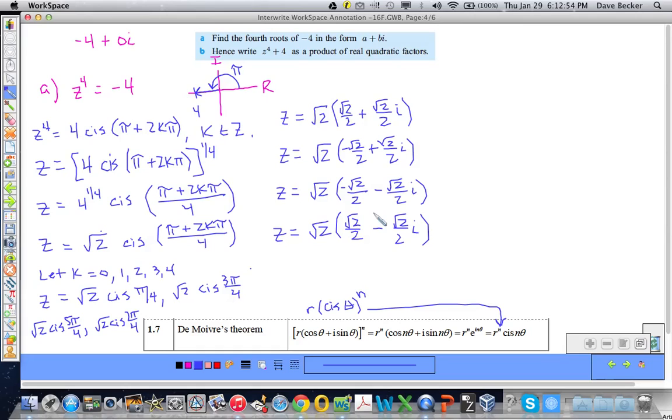Yes? Okay. So what does that mean? That implies that z is equal to 1 plus i, just multiplying through. And z is equal to negative 1 plus i, simplifying. Z is equal to negative 1 minus i. And then z is equal to 1 minus i.